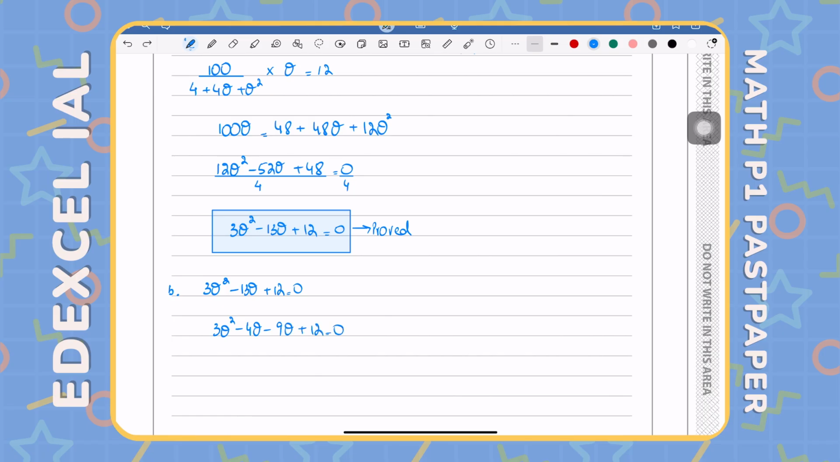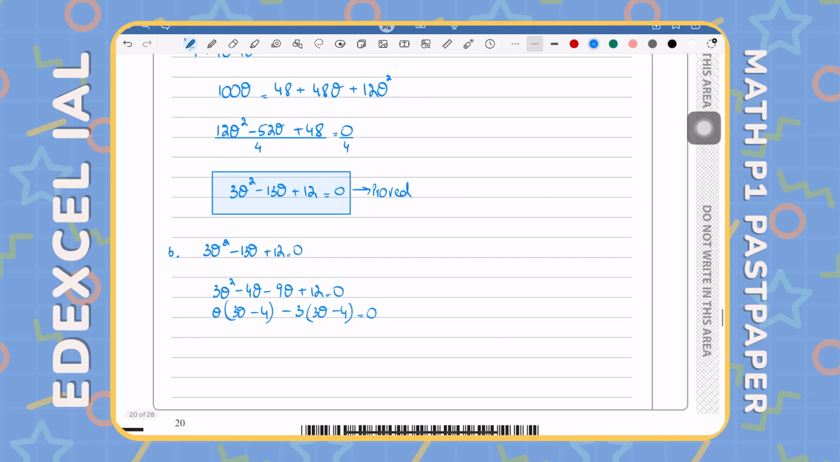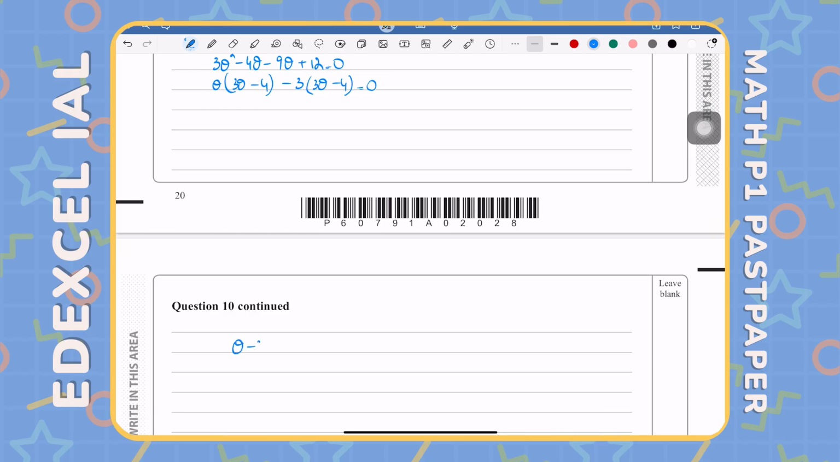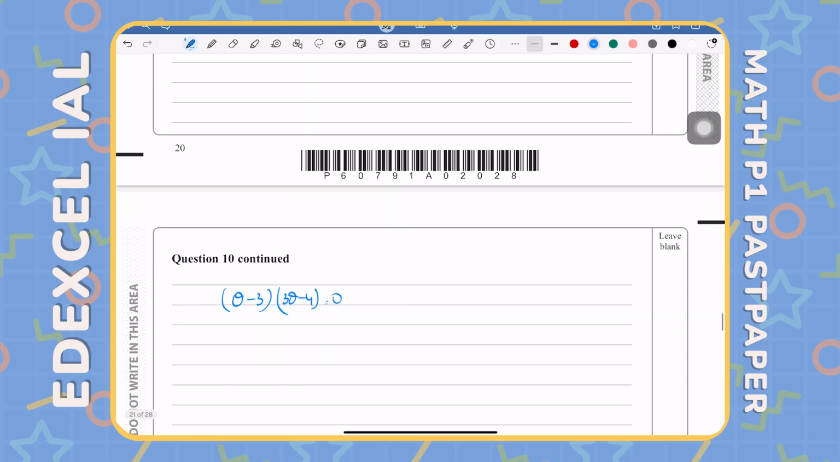Let's take theta common, so we have 3 theta minus 4. Let's take minus 3 common. So once again, we have 3 theta minus 4. So theta minus 3 and 3 theta minus 4 is equal to 0. So that means one possible value of theta is 3, or the other possible value is 4 upon 3.